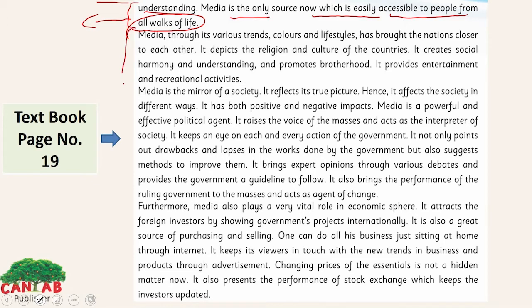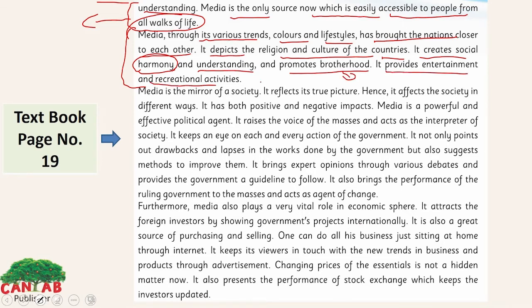Now look at the fourth paragraph here. Media through its various trends, colors and lifestyles has brought the nation closer to each other. It depicts the religion and culture of the countries. It creates social harmony, ahangi, and understanding, and promotes brotherhood, bhaichara. It provides entertainment and recreational activities. Recreational activities are those activities which gives you enjoyment and pleasure.